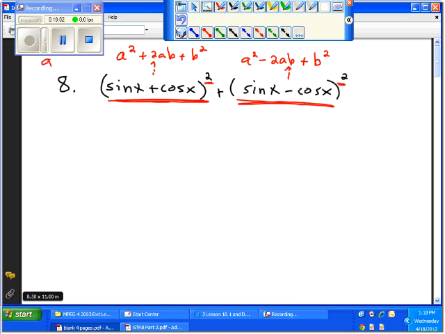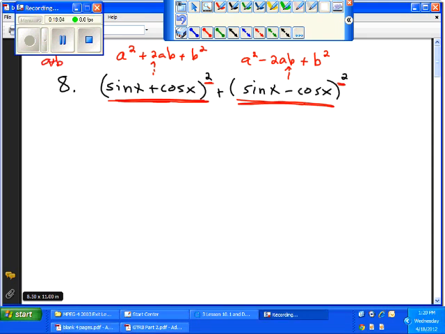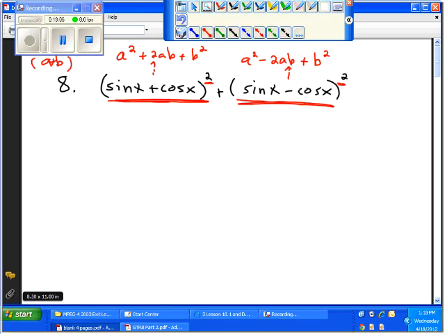It actually looks like this: (a plus b) quantity squared is equal to a squared plus 2ab plus b squared. If there's a minus in there, it's just going to put a minus in the middle. Sign rules are going to take care of that.